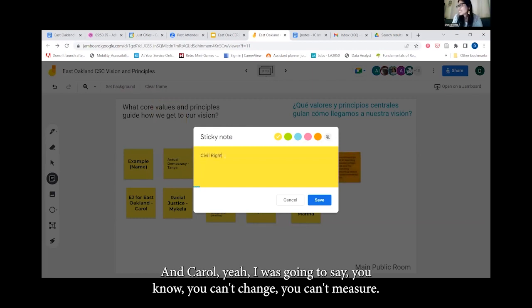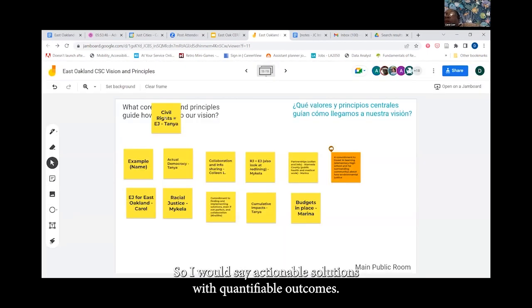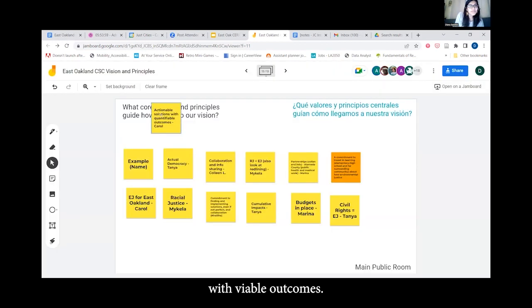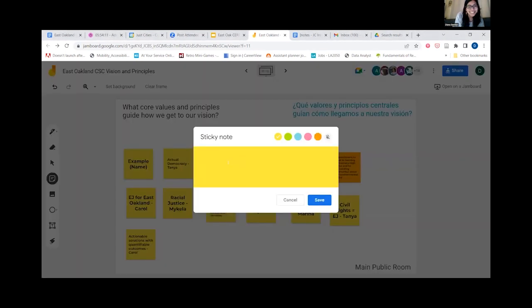And Carol? Yeah, I was going to say, you can't change what you can't measure. So I would say actionable solutions with quantifiable outcomes. All right. Actionable solutions with viable outcomes. Thank you. And then, Bill is here. Bill is the planning director for the city of Oakland. Would you like to speak to what you just added to the chat, Bill?